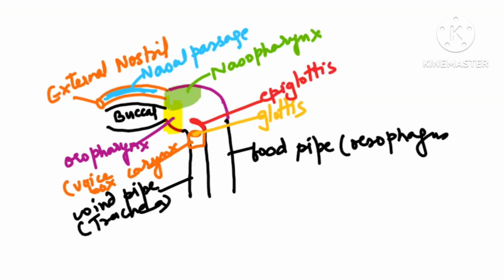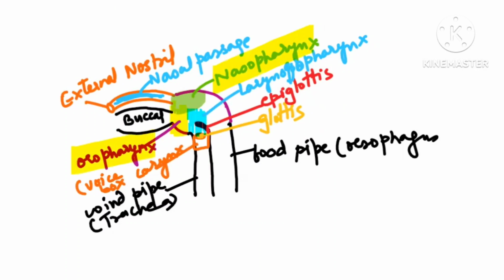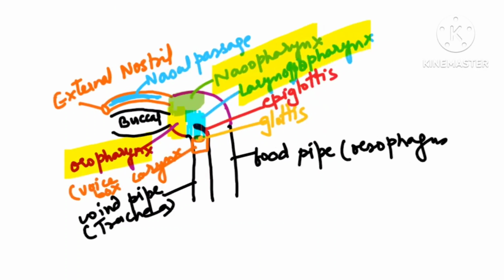Now see carefully, this part of the pharynx, which is near to the larynx area, is known as laryngopharynx. Up till here, I hope you have understood. Pharynx has three parts: near to the nasal cavity, nasopharynx; near to the buccal cavity, oropharynx; and near to the larynx, laryngopharynx.